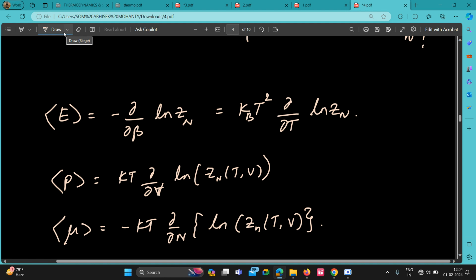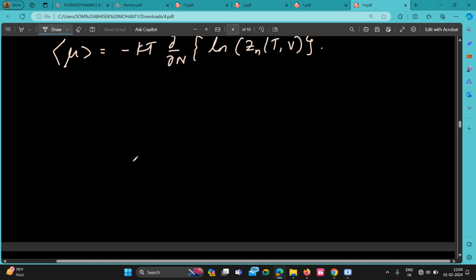Okay, so this is the average value of mu. Then the average free energy F is minus kT ln Z_N.